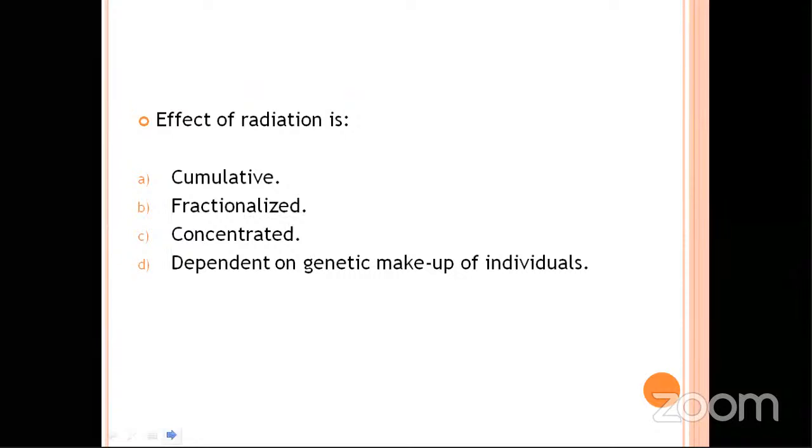So the effect of radiation is cumulative, fractionated, concentrated, or dependent on the genetic makeup of the individual. It is actually cumulative. Okay, so as I told you, the effect of radiation is cumulative. It is dose dependent.